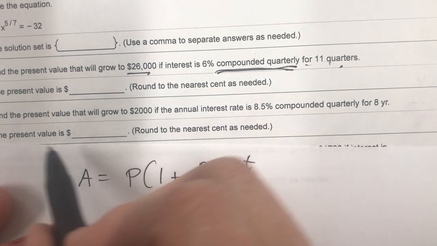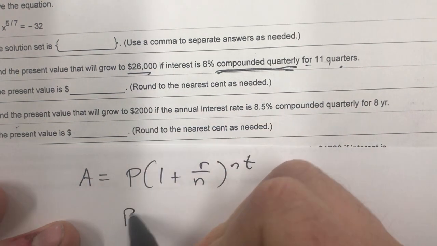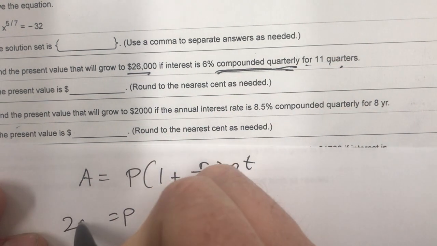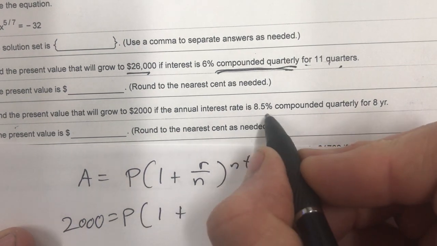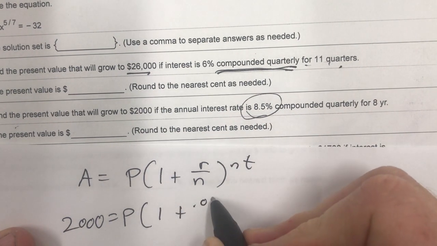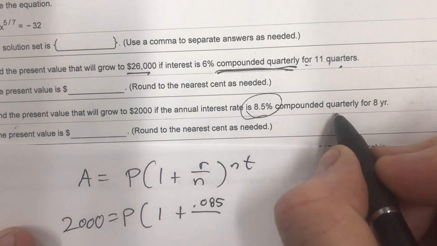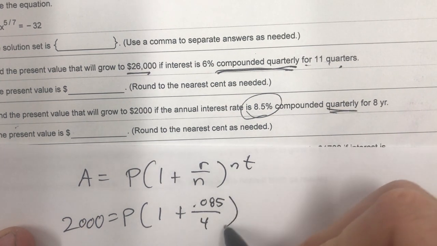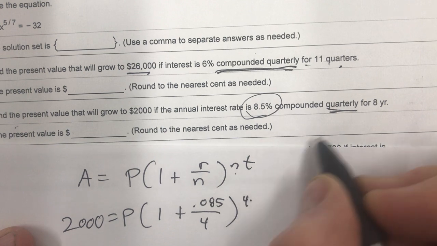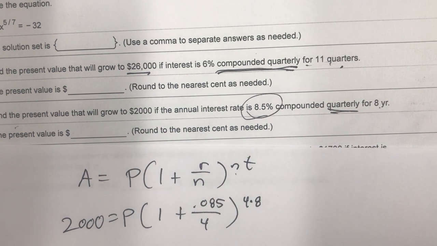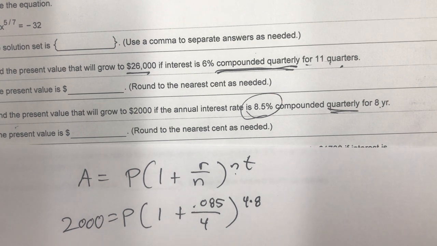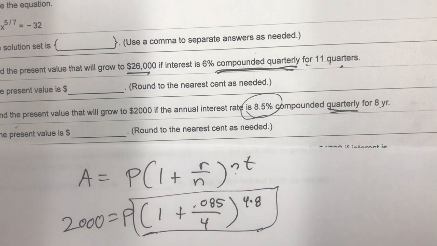Okay, so the present value I don't know again. It's going to grow to 2,000. That's going to be my accumulated value. I've got 1 plus, where's my rate, which is 0.085, compounded quarterly again, which is 4. And I'm going to put 4 here for n, and then it's 8 years, which would be an 8 there.